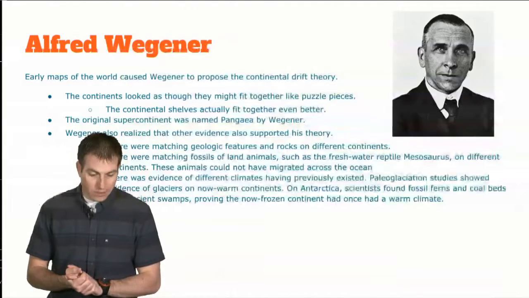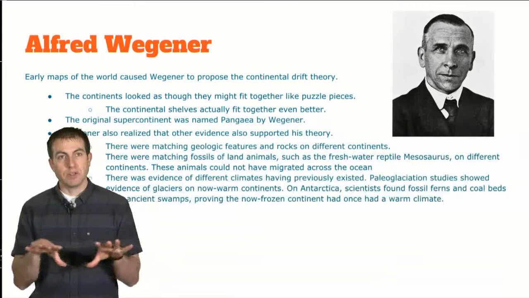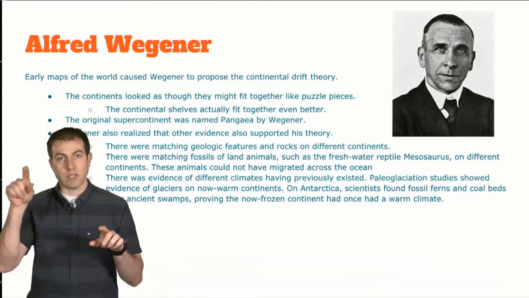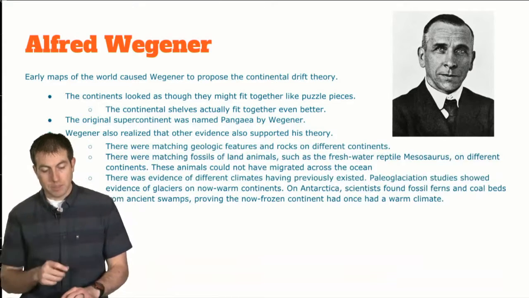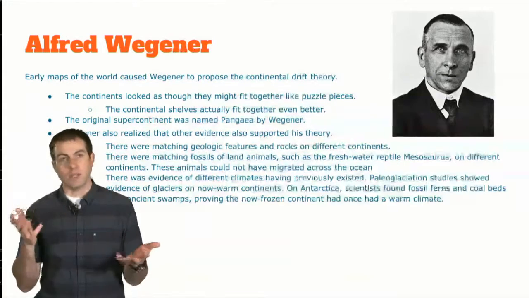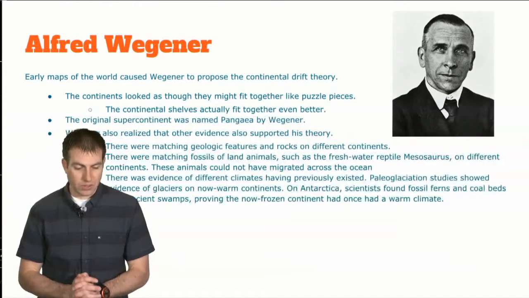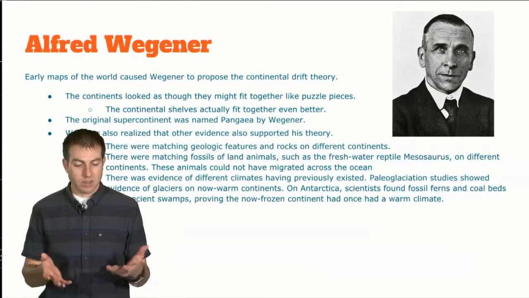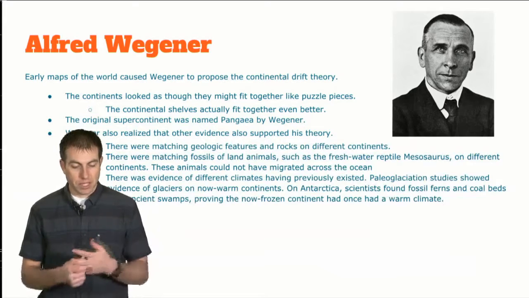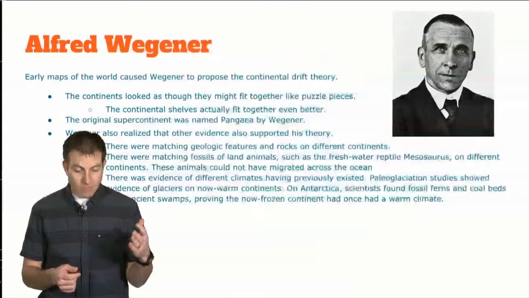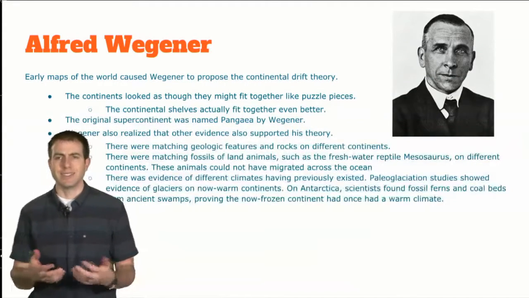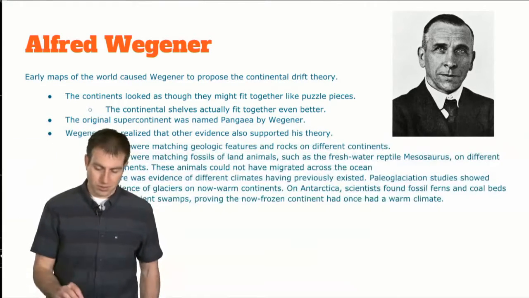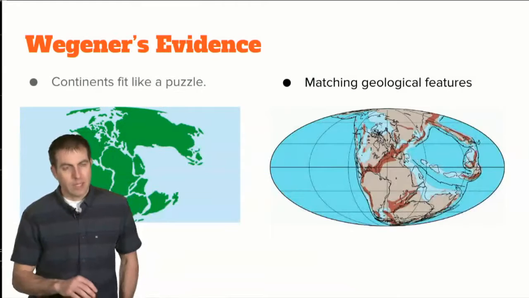The continental shelves fit really well together, but of course he couldn't see that at the time. All he had was the outlines of the continents, because we didn't have satellites or anything 150 years ago. So Wegener came up with some other evidence: matching geological features, matching fossils, and different climates than previously existed. We'll look at each of these individually, and we'll just talk about Wegener's ideas.